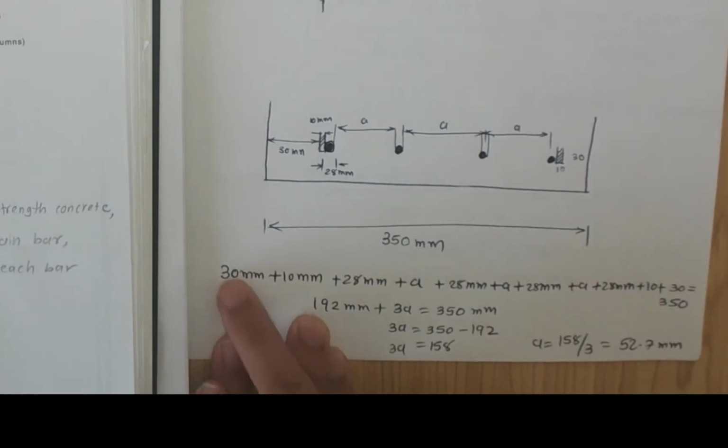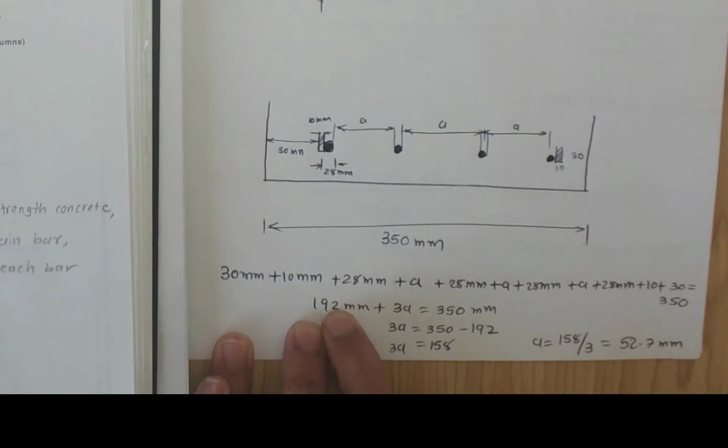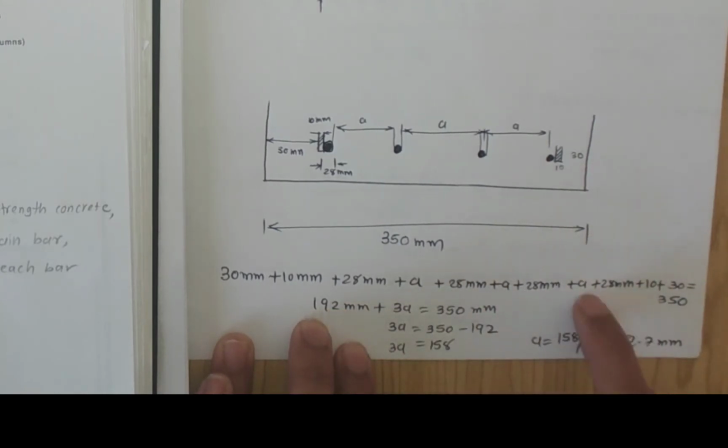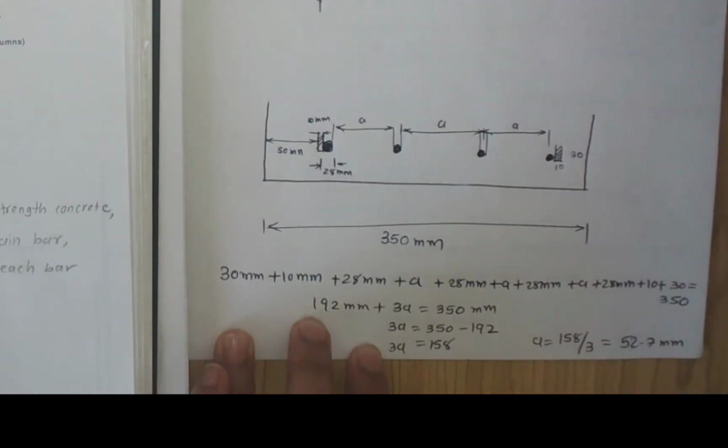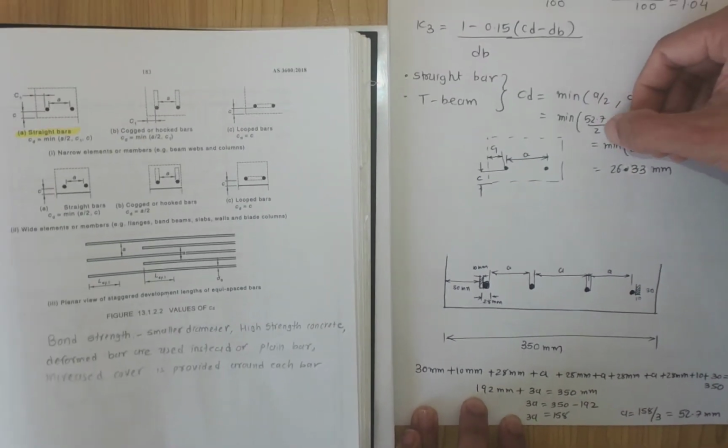So if I just add 30 plus 10 plus 28 plus 28 plus 28 plus 28 plus 10 plus 10, that would give me 192 millimeters plus 3a. So a plus a plus a would be 3a equal to 350. Bring this 190 across, gives us 158, and divide by 3 gives me 52.7. Now I substitute the value 52.7 divided by 2.